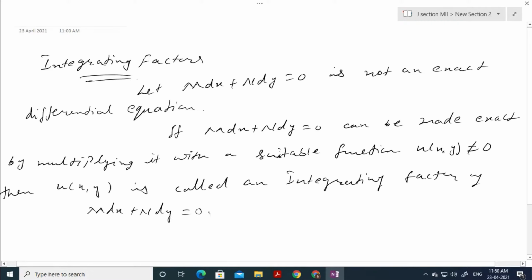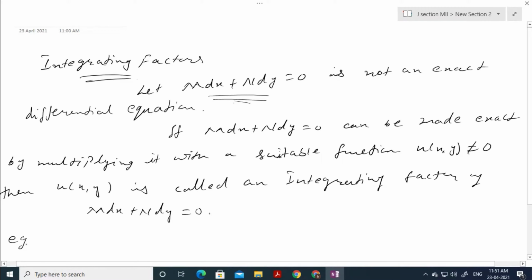So given M dx plus N dy, first thing you will check for exactness. If exact, you know how to find the solution. But what if it is not exact? If this is not an exact differential equation, you have to make it exact by multiplying a suitable non-zero function, and such a function is called an integrating factor. Understood? Integrating factor of that particular differential equation.